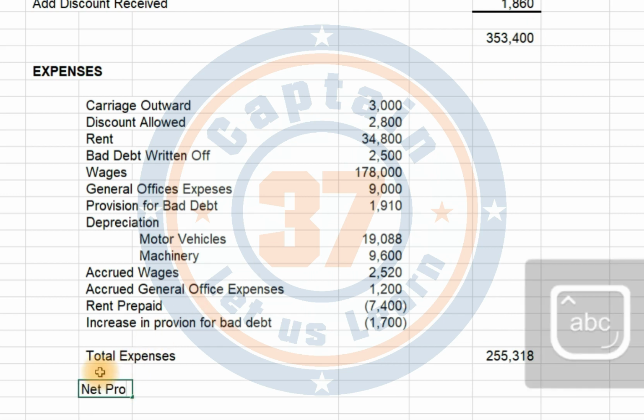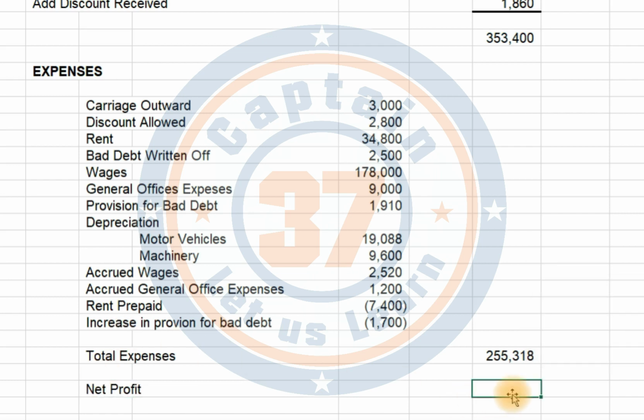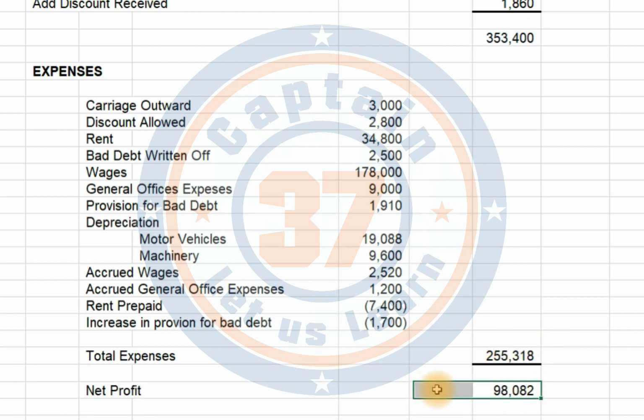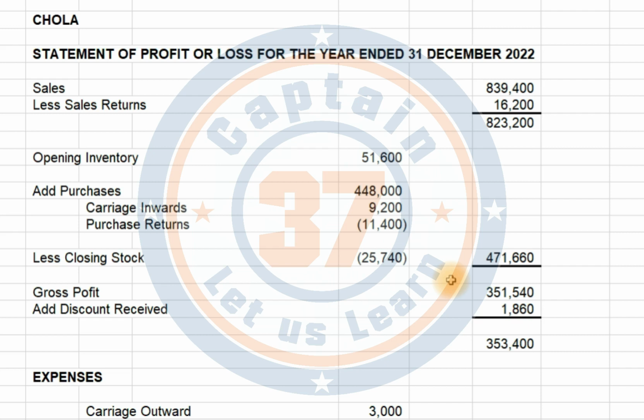To find our net profit, we subtract this amount, and it's going to be 98,082. This is the net profit. And this, dear students, is what a student needed to have done to get 10 marks. And it is very easy.